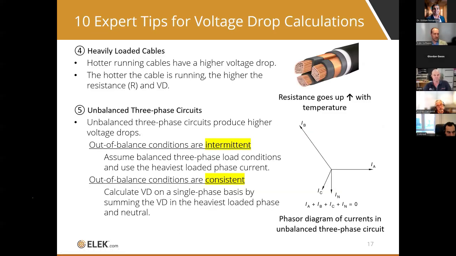Heavily loaded cables, tip number 4. Heavily loaded cables run hotter, meaning resistance is higher, therefore your voltage drop is higher.